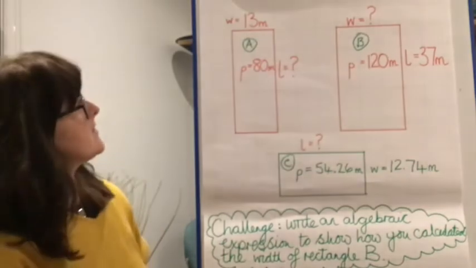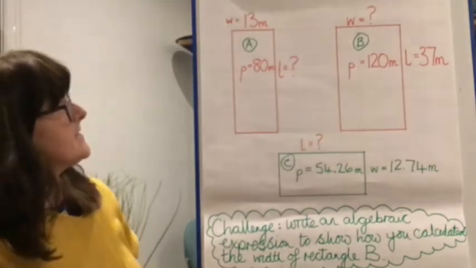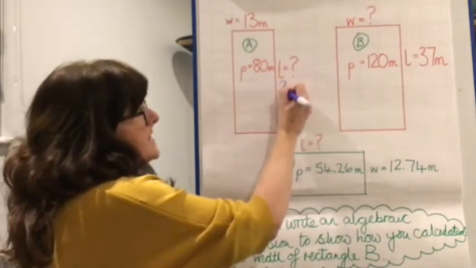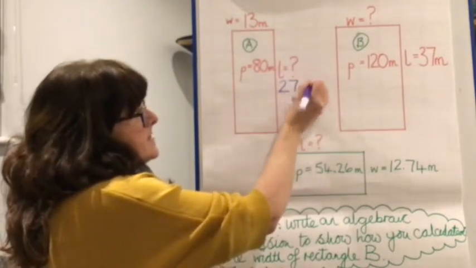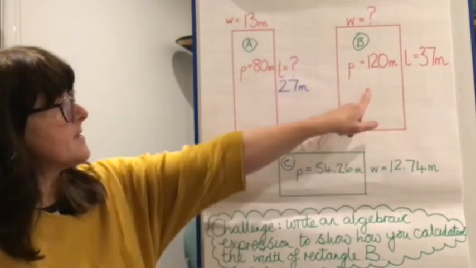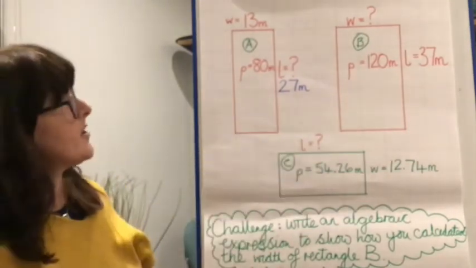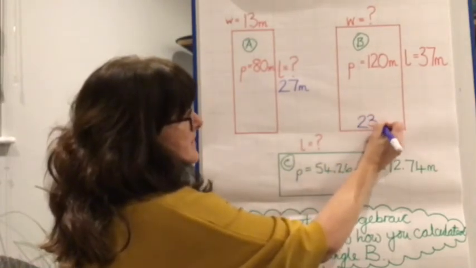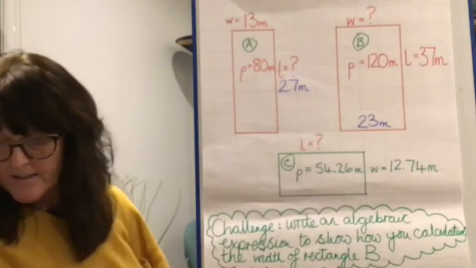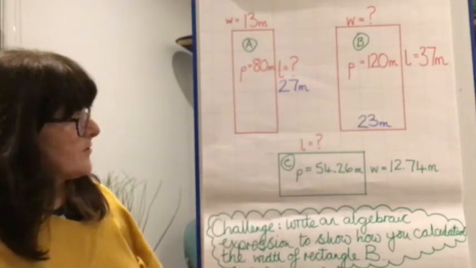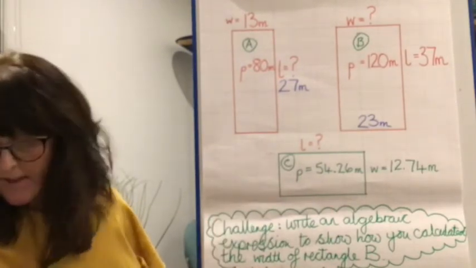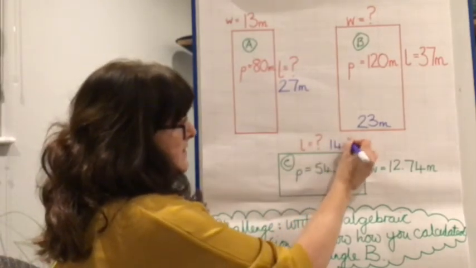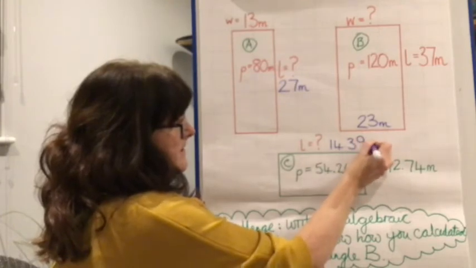So, how did you get on? Well, I've calculated that the missing length on this side is 27 metres. The missing width on triangle B is 23 metres. And the missing length on rectangle C is 14.39 metres.